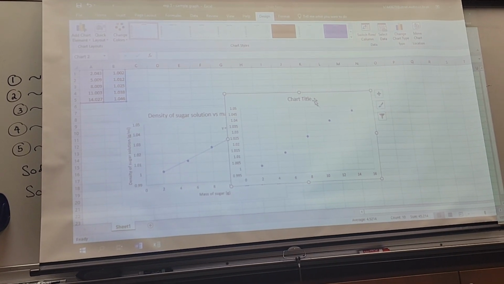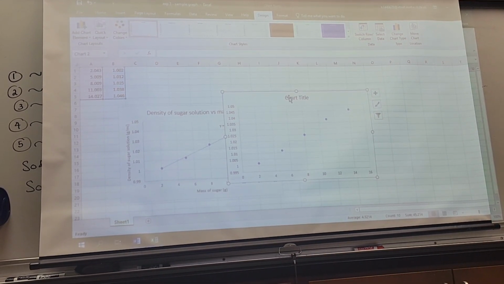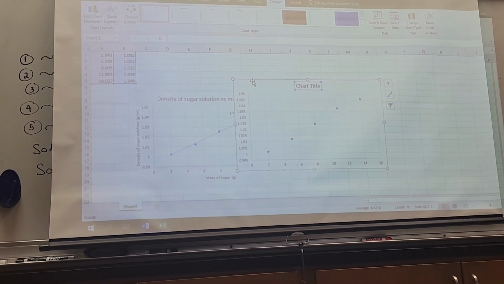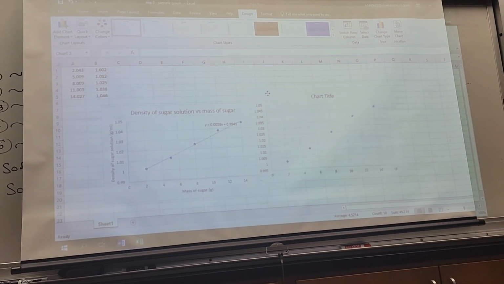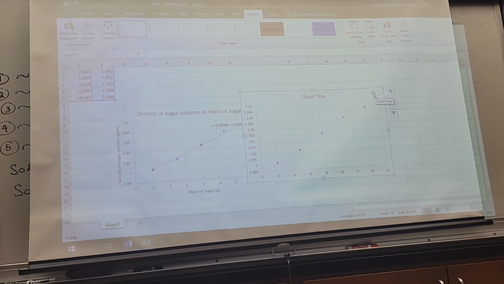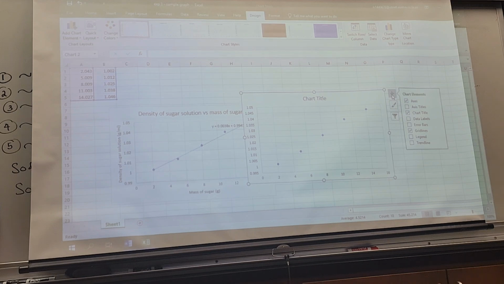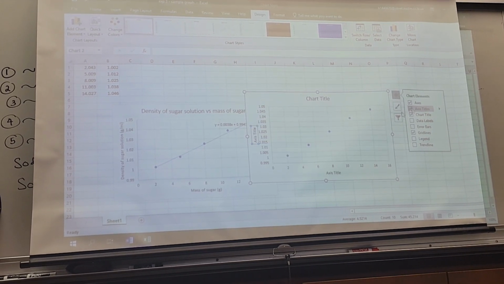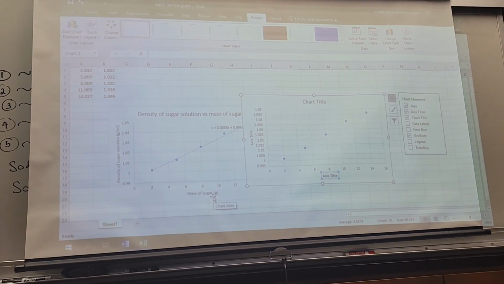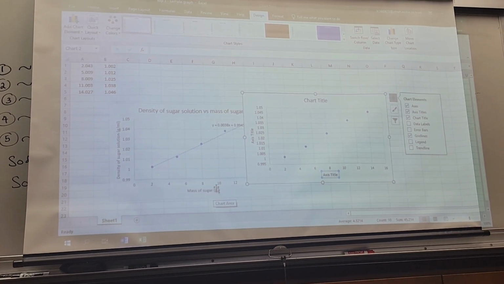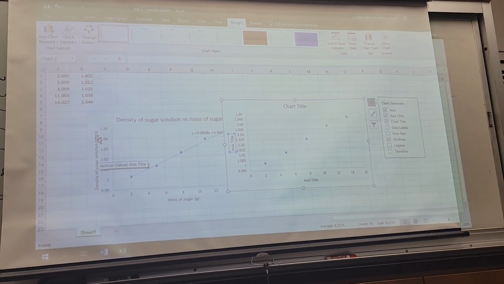Okay, and for any chart we need to have a chart title. So you can write down the same thing that I have written over here: density of sugar solution versus mass of sugar. For any chart, we also need to label the axes. So you click the plus sign, then axis titles, and these slots will show up. This one is going to be your mass of sugar. You have to put the units as well, grams. And on this side is going to be density of sugar solution, grams per milliliter.